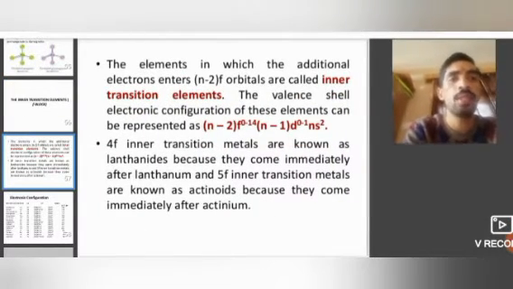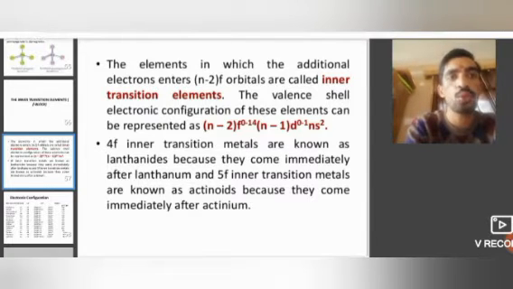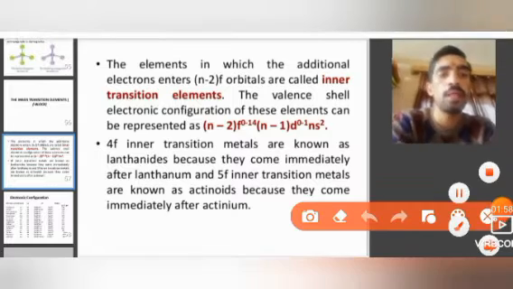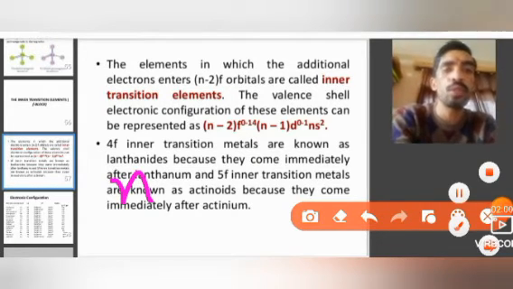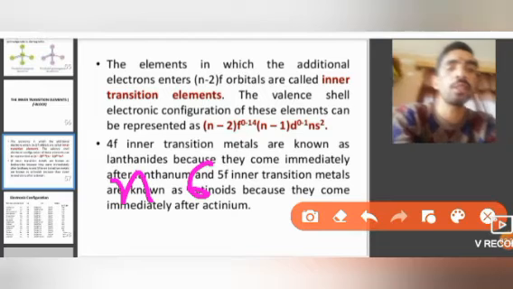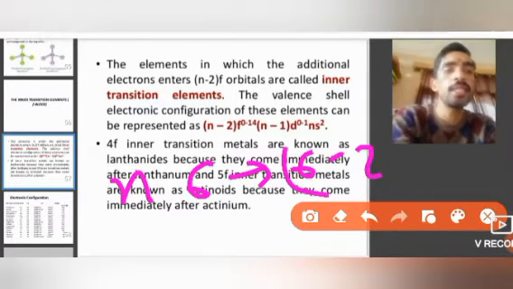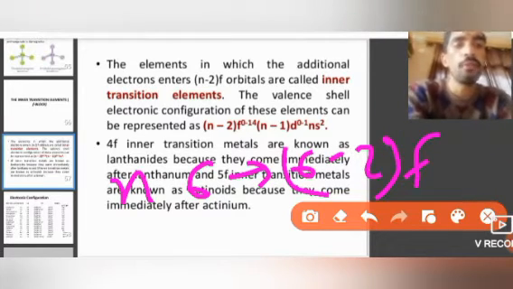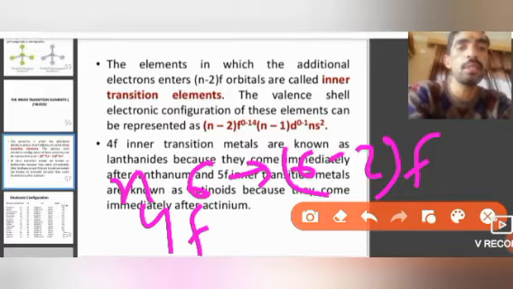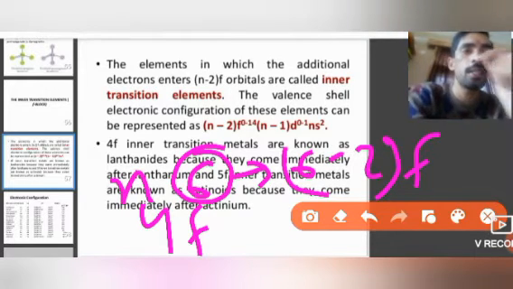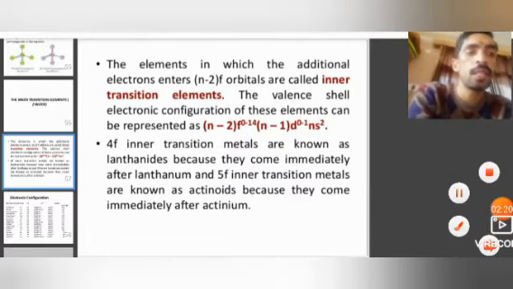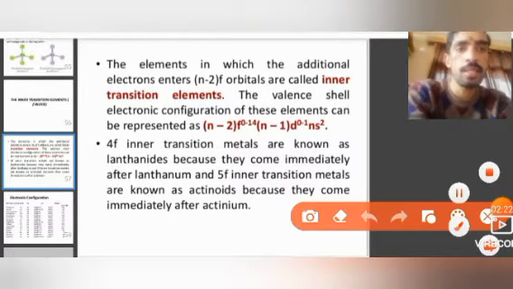The elements in which the additional electron enters the (n-2)f orbital. What is n-2? n is the principal quantum number, which we can represent with the period also. Suppose any series is in front of period 6, then for F block it is 6 minus 2, which means n is 6, so it becomes 4f. Those elements present in the 6th period have 4f configuration. Those in the 7th period have 5f configuration. This is the meaning.